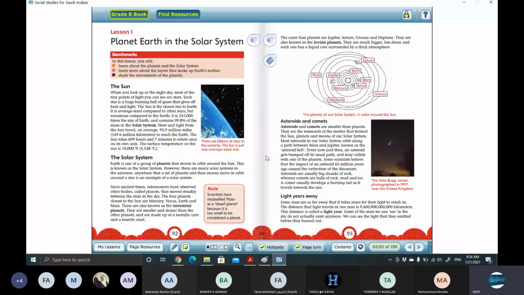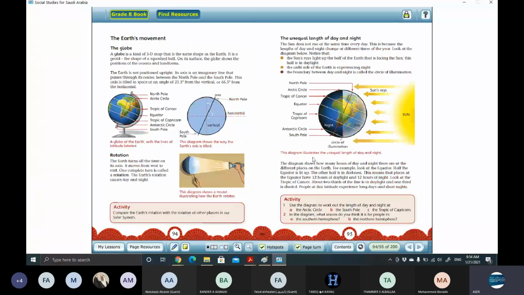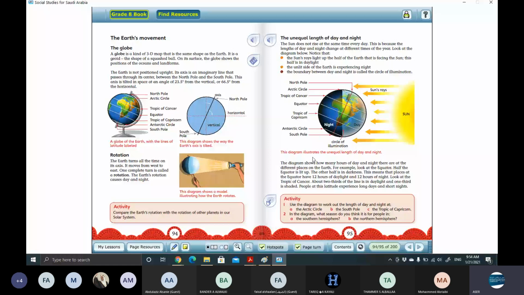We also spoke about the light year, because some planets are so far from us that we cannot measure the distance using the kilometer or the mile, so we tend to use the light year. So we'll continue today speaking about the Earth's movement. How does the Earth move? Have you ever wondered about this? How does our planet move?